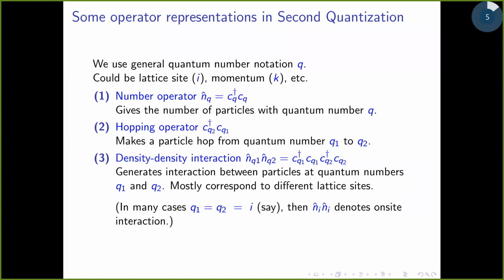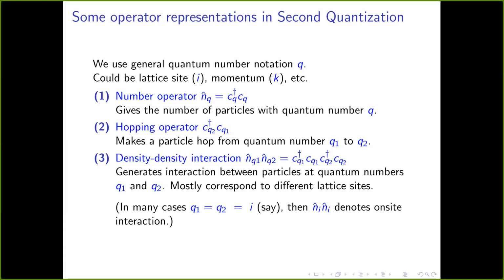Okay. Now, in my talk, I will be discussing some operators which will be written in the second quantization language. I really want our audience to get used to what I'm talking about. I'm using a general quantum number notation Q. If I write c dagger q, c q, acting on some state, this gives the number of particles with that particular quantum number. Then I might be using operators like c dagger q2, c q1. What it means is that it makes a particle hop from quantum number q1 to q2.